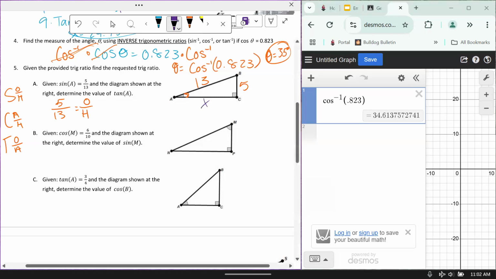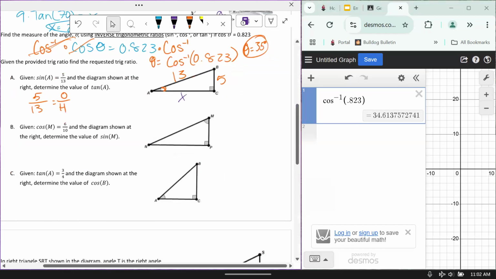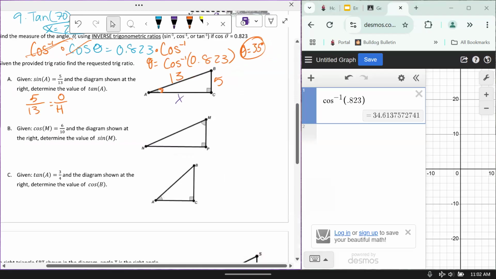So we need this side first. We need AC in order to figure this out. Anybody have any ideas of how we can find AC? Anybody?